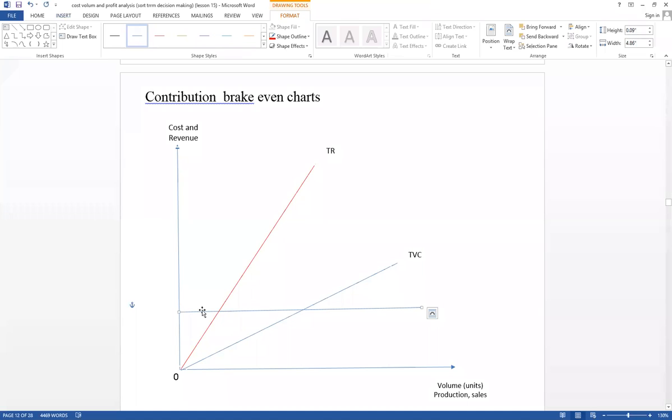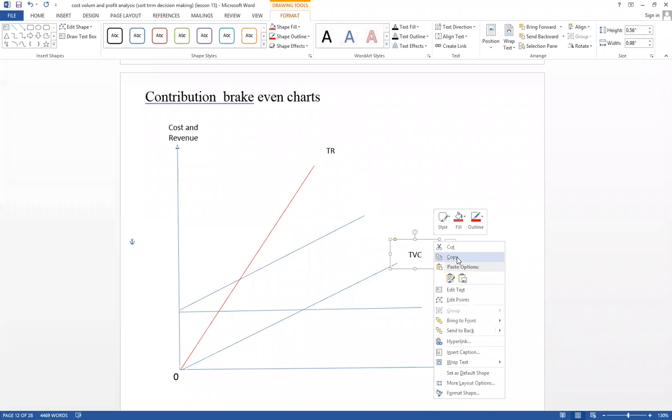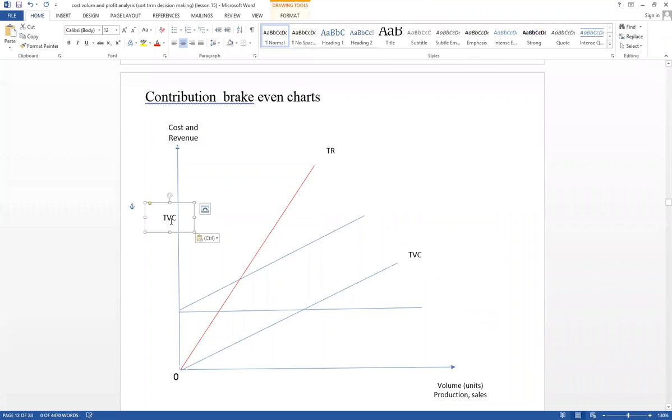Then think about total cost. Total cost starts from total fixed cost. We have to draw total cost. It is parallel to the total variable cost, like this. This is the total cost. Though the total fixed cost line cannot be drawn, the total cost is parallel to the total variable cost. Total cost equals total variable cost plus total fixed cost. Therefore, this is the total cost.